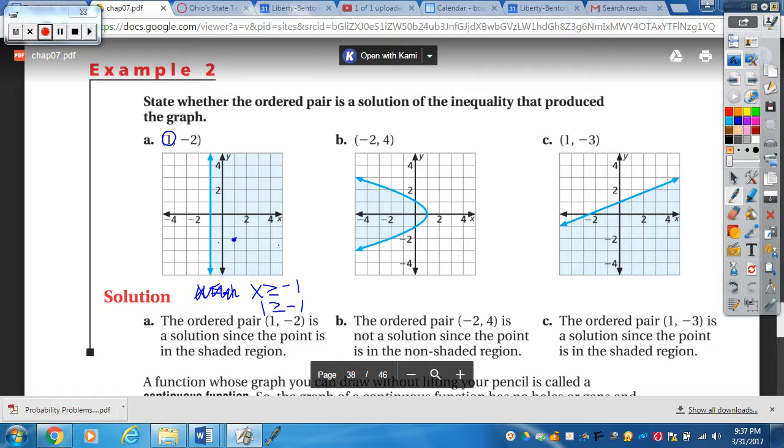This next one, if I plug in -2, 4, 1, 2, 3, 4, is this one part of the solution? Nope. And so as a result, we can just go ahead and say that -2, 4 is not part of the solution. For the last one, 1, -3, right there, that is part of the solution.